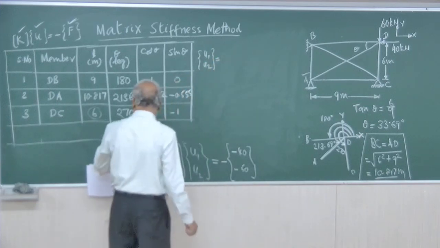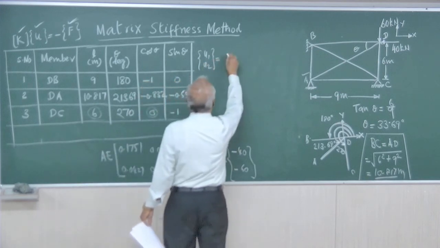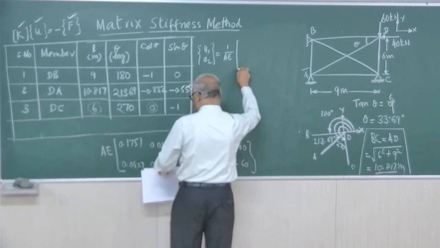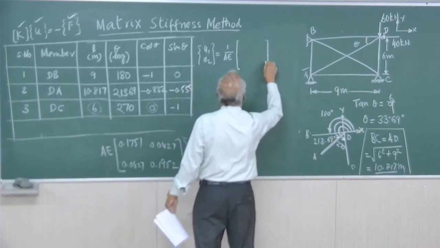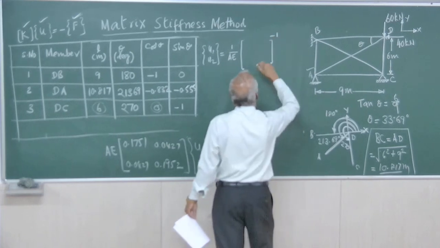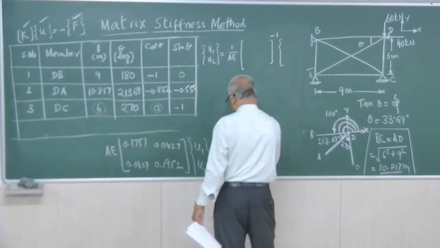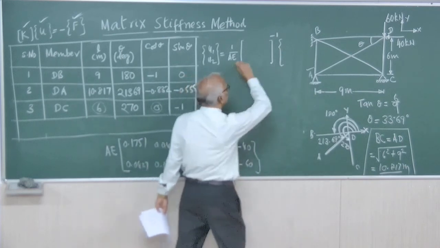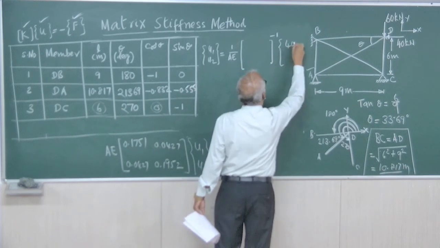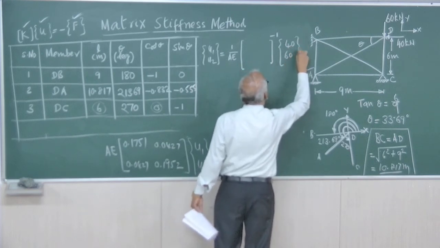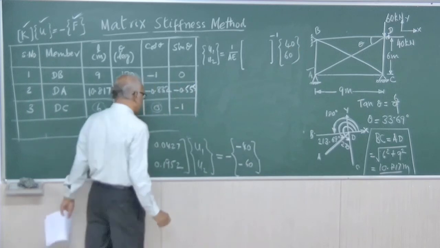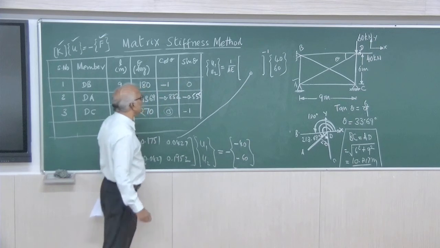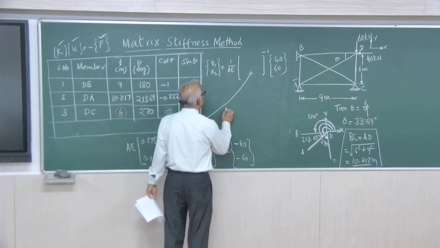Right. Now, AE, when it goes to the right hand side, this becomes 1 by AE into this matrix inverse into minus into minus 40 and minus 60. So the right hand side will become plus 40 and plus 60. Minus into minus will get cancelled. So these values I have not written here. These values we have to write here. Right.